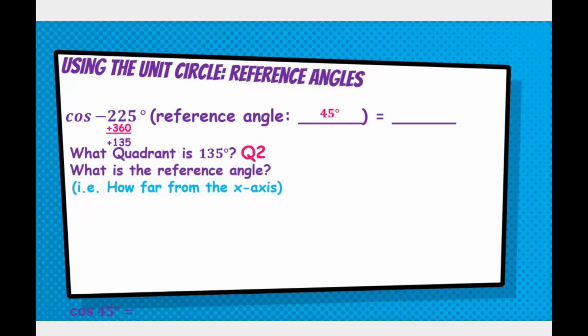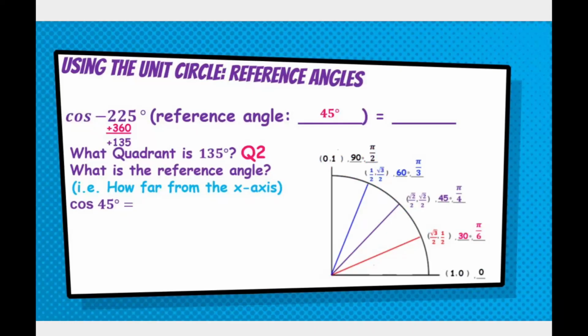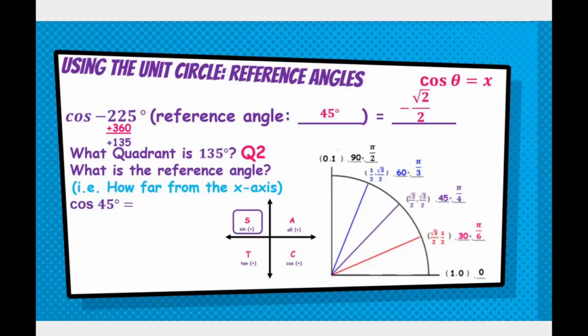Those are my nice ones that I like because I know that they're square roots of 2 over 2 for both sine and cosine. Now I just need to remember I'm dealing with cosine in quadrant 2. Cosine's negative in quadrant 2, so this is going to be negative square roots of 2 over 2. Sine's the only thing positive. My problem says cosine. So that's negative square roots of 2 over 2.